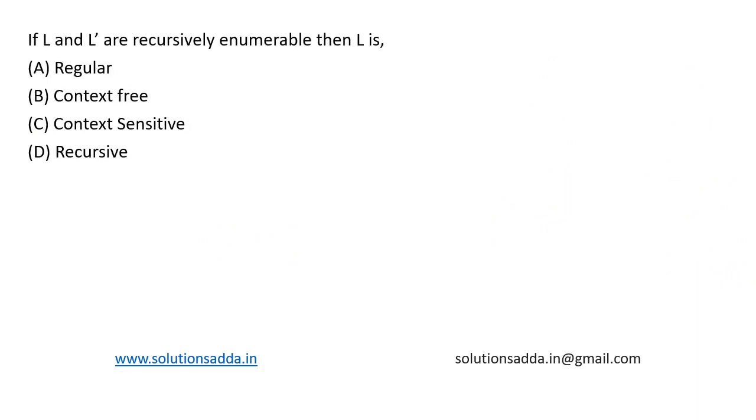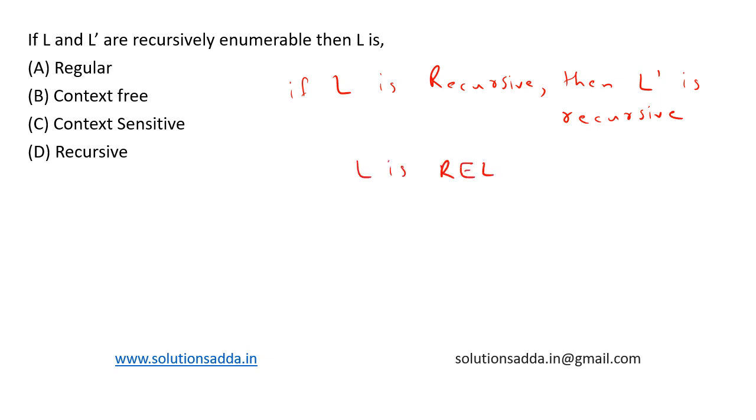This is a question from theory of computation. If L and L complement are recursively enumerable, then the language L is. So one basic property is that if L is recursive, then L complement is also recursive. This is a basic property. Also, if L is a recursively enumerable language, then L complement is not necessarily REL.